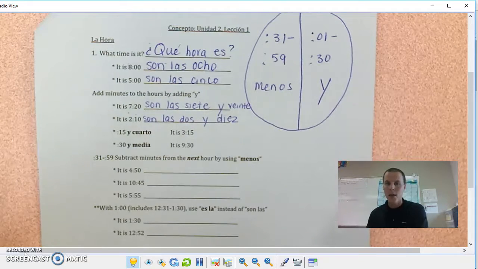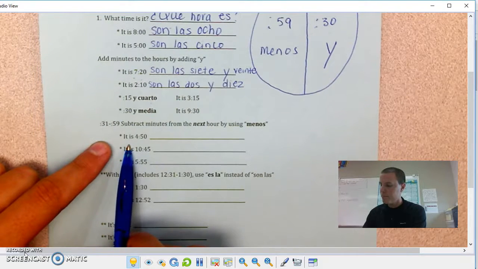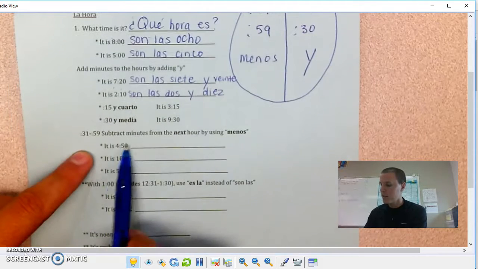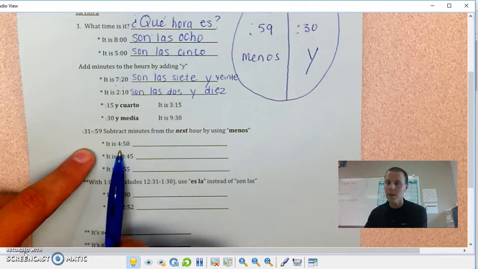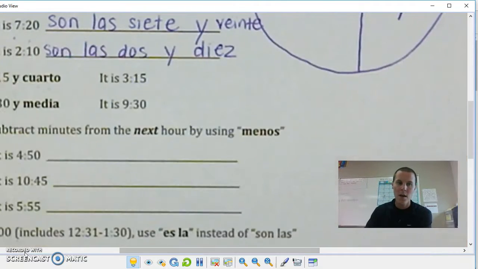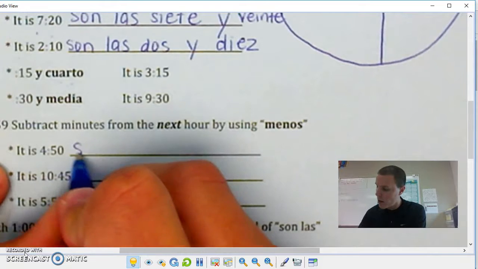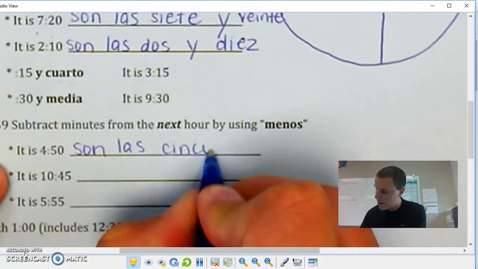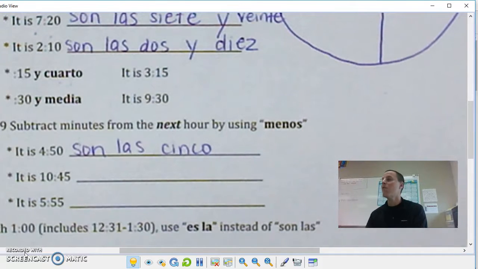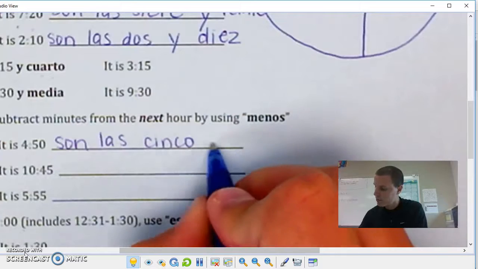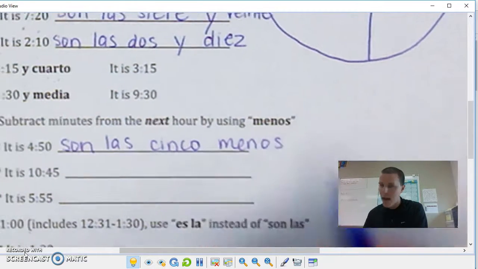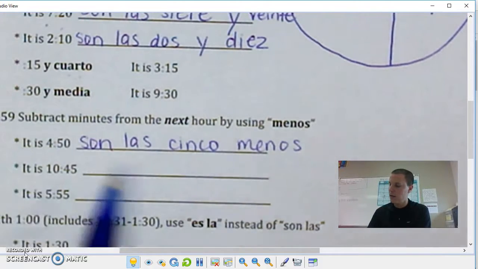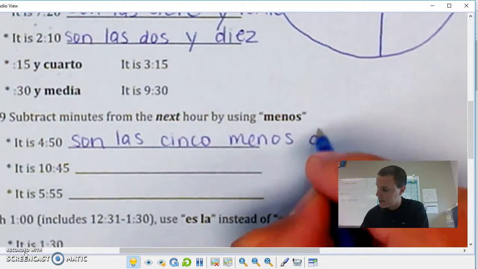Okay. Now we're going to the other side of the clock. We're subtracting time. This says you need to go up to the next hour. What's the next hour if it's 4:50? Okay. So I would say son las 5. Now instead of y, we're going to say menos. How many minutes do I need to subtract from 5 o'clock? 10. There we go. 10.